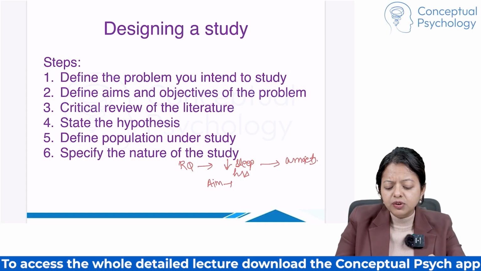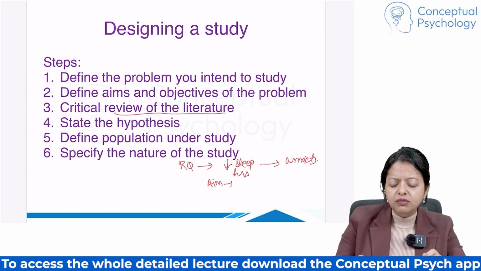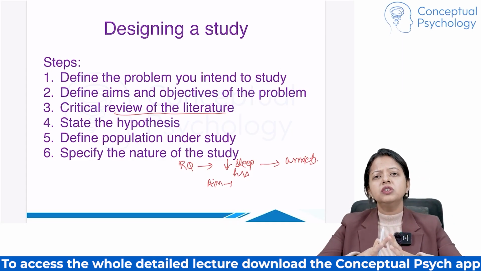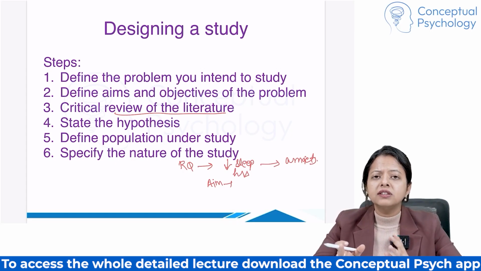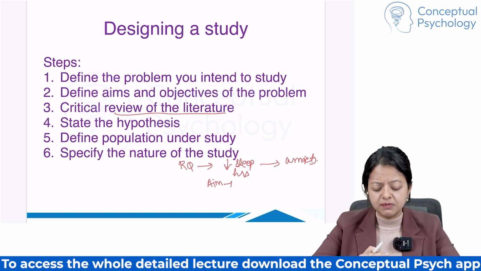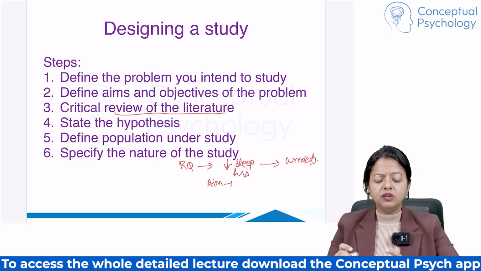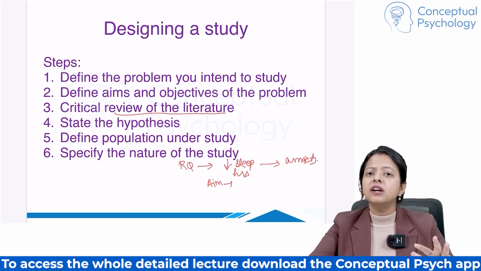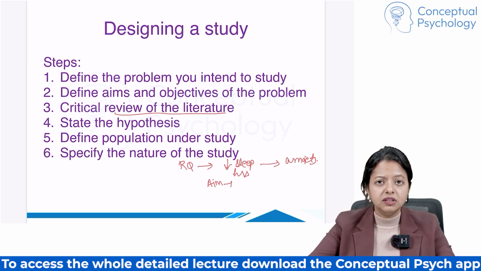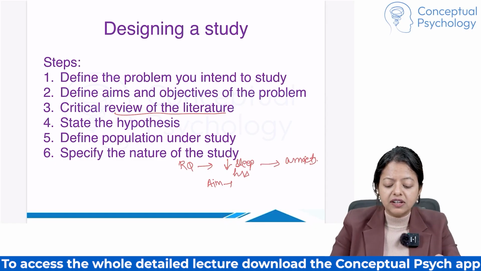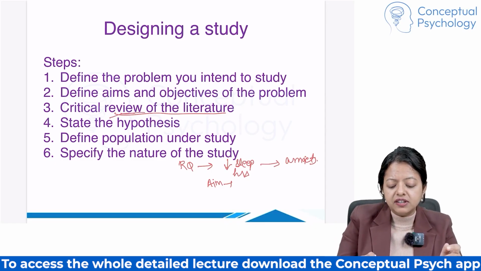Then critical review of the literature. So you have to review how much work has already been done on these two factors and the relationship among them. So that you do by reading the research that has already been done. So you read the research papers that people have published on this same topic. So that is called a review of the existing literature.